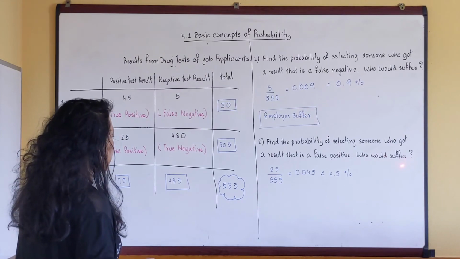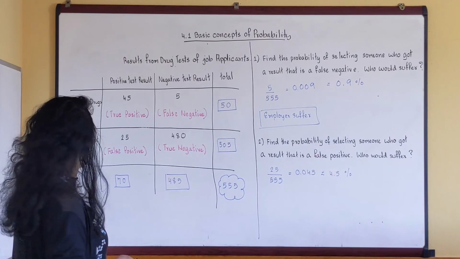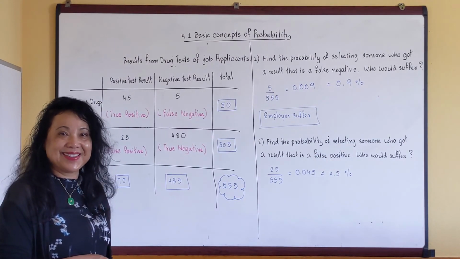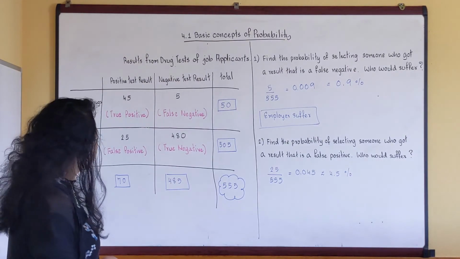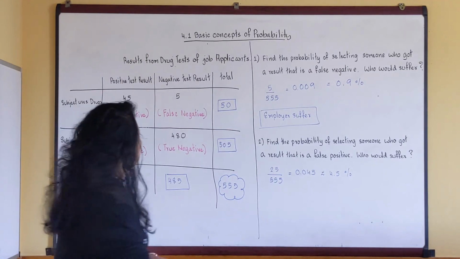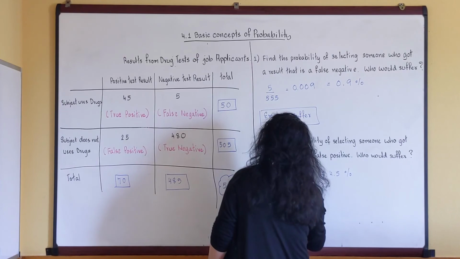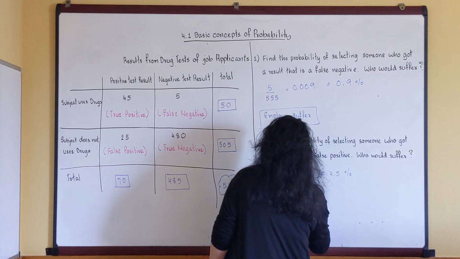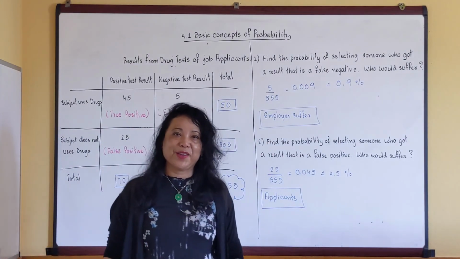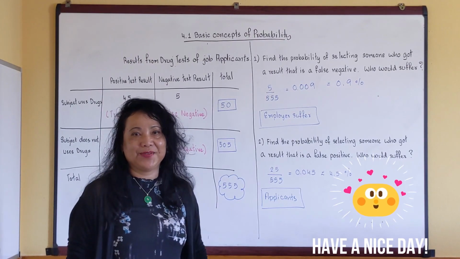So who will suffer? This one, false positive. It means the test came out positive, but he didn't take drug. So the applicants, right? The applicants pay for this because he did not take drug, but it came out positive. And the chance of that happening is 4.5%. All right, let's look at the next section. We're done with this section.